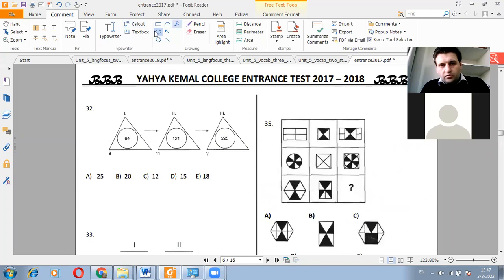Question 32. Okay, this one will take you 5 seconds if you're at this point. You see 8, you see 64, and nothing else matters. You have 11 and 121 as well. So directly, square root of 64 is 8. Square root of 121 is 11. And square root of 225 is, I can hear you, 15. Yeah. That's it. Less than 5 seconds.